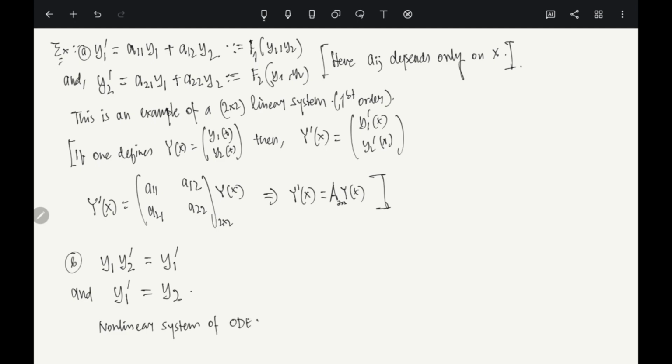Okay, this is a nonlinear system of ODE. This is how we define it here, because, as I told you, the derivatives, whether it is a system or just an equation, have to be independent of the unknown functions or their derivatives. Here you see y2 prime contains y1. If there was no y1, so that y2 prime is y1 prime and y1 prime is y2, then you have a linear system.